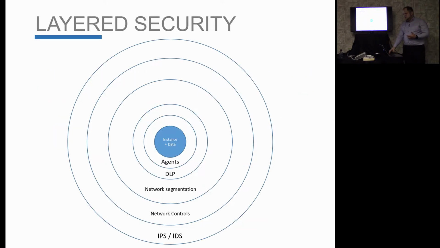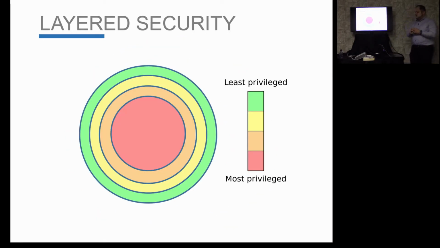So in a traditional IT world, we would have layered security. We would typically have our instance and our data sitting in the middle, and then we would add different controls on top of that, from agents, data loss prevention, some kind of network segmentation, antivirus, etc. The goal of this is so that our most privileged, most sensitive data is in the middle, and then we wrap it with security controls around it so that even if one of those controls should fail, we would still be protected.